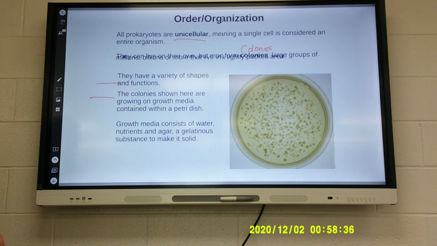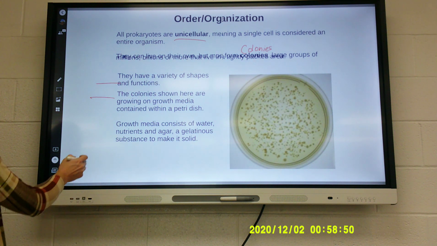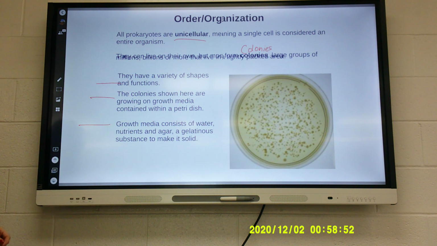The colonies shown here are growing on growth media contained within a petri dish. So they basically put a gel on the inside of there, and the bacteria grow in that gel. It's called agar. Growth media consists of water, nutrients, and agar, which is a gelatinous substance that makes it solid, kind of like a really thick jello.